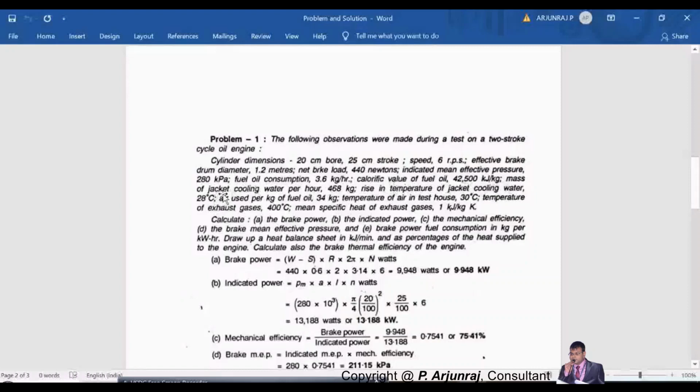They have also given the mass flow rate of the fuel, the temperature rise of the water jacket cooling, the mass of the air and the temperature of the air, the temperature of the exhaust gas, and the mean specific heat of exhaust gas. So given all these parameters, now they ask you to calculate the heat balance sheet. And before you go to the heat balance sheet, you need to calculate the brake power, indicator power, mechanical efficiency, brake mean effective pressure. If you calculate all this, then it will be easy for you to write down the heat balance sheet.